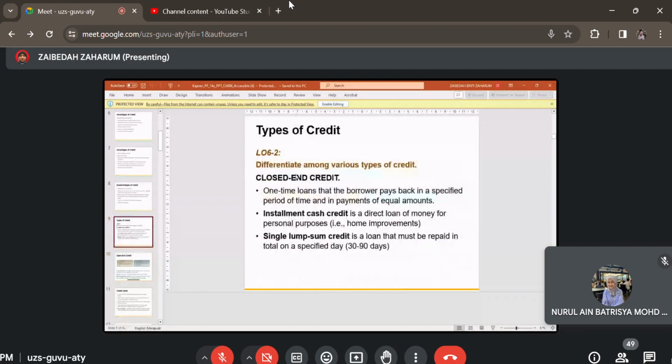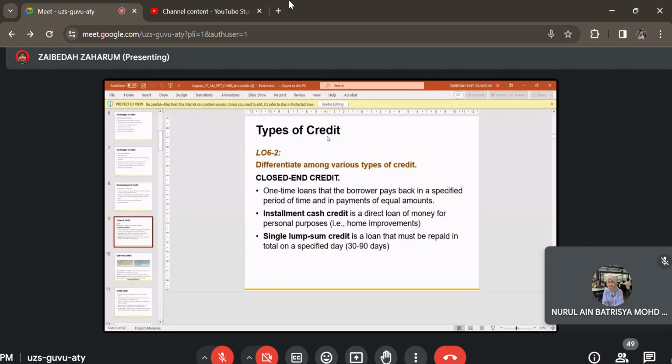Yang tadi adalah close end credit. Okay. So close end credit selalunya dia melibatkan pinjaman lah, loan lah. Katakan macam mortgage loan, housing loan, car loan. Okay. Di mana dia ada tempoh dia. Okay. Katakanlah kereta 9 tahun. Okay. And then setiap bulan you bayar sama saja. Okay. Katakanlah 600 you punya bayaran bulanan. So 600 untuk tempoh 9 tahun.